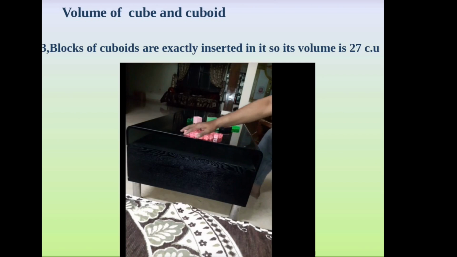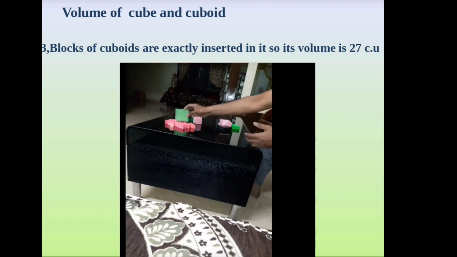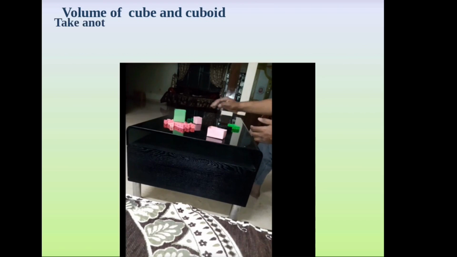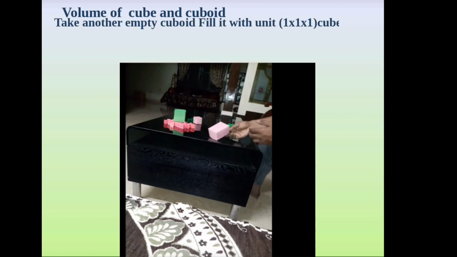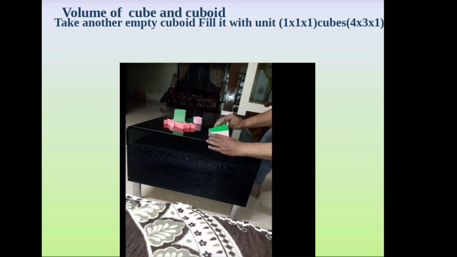Now, in the two cases of the two types of cubes, we found the value by inserting unit cubes in it. Now, let us take another empty cuboid and fill it with unit cubes, that is 1 into 1 into 1 cubes. Now, a block of 4 into 3 into 1 is exactly inserted inside, and one more 4 into 3 into 1 block is inserted exactly inside the empty cuboid. Now it is fitted exactly up to its brim.